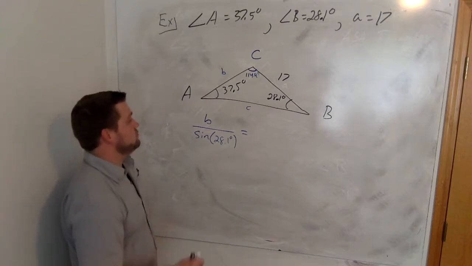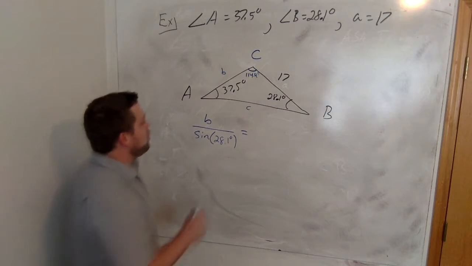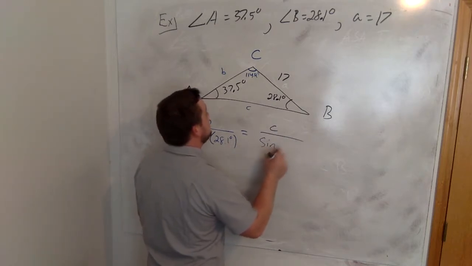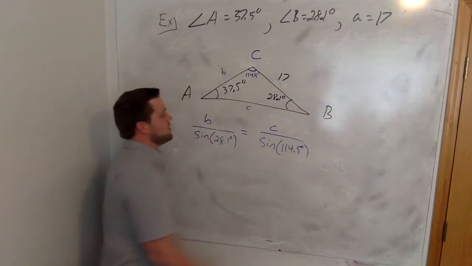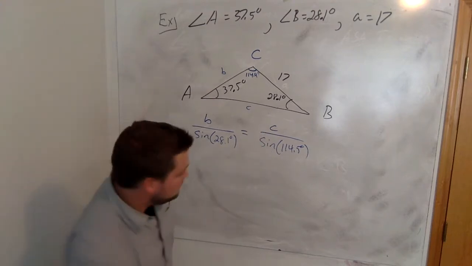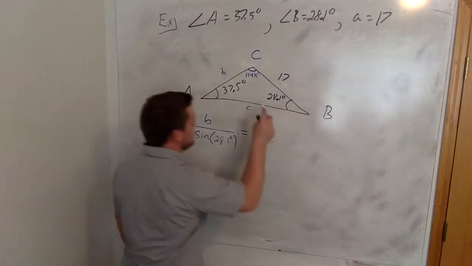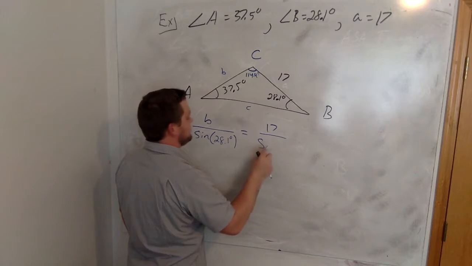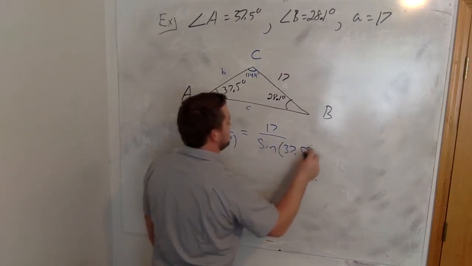Now I could set that equal to C over the sine of angle C, or set that equal to A over sine of angle A. I don't want to set this up with C over the sine of 114.4 degrees, because I don't know what side length C is yet. So I want to set this up using A instead: side length A, which is 17, all over the sine of angle A, which we know is 37.5 degrees.